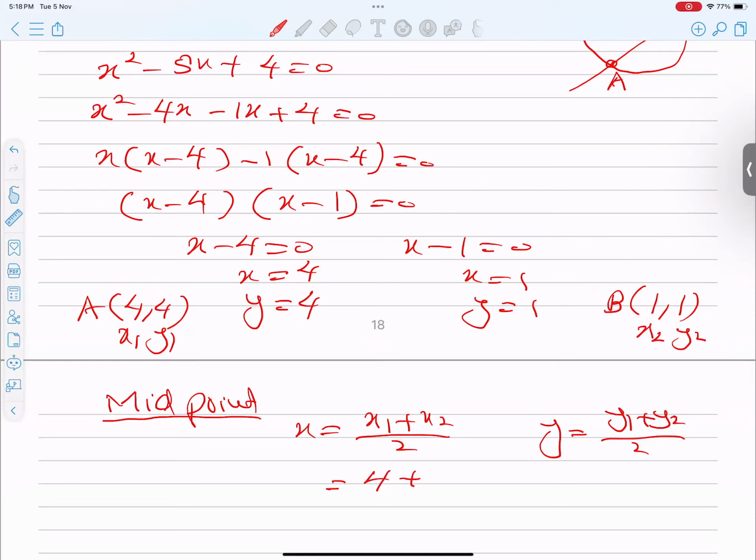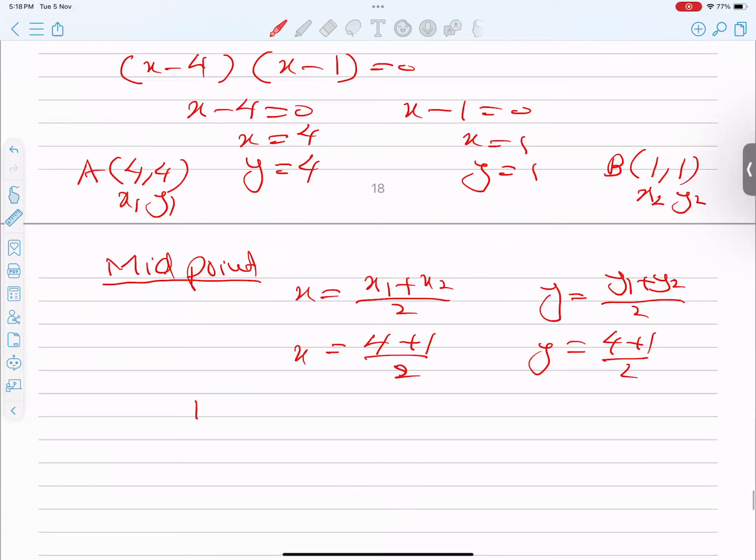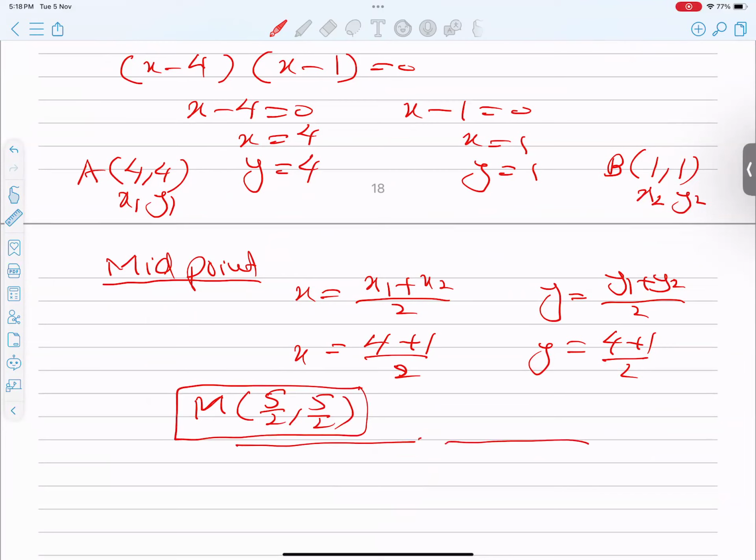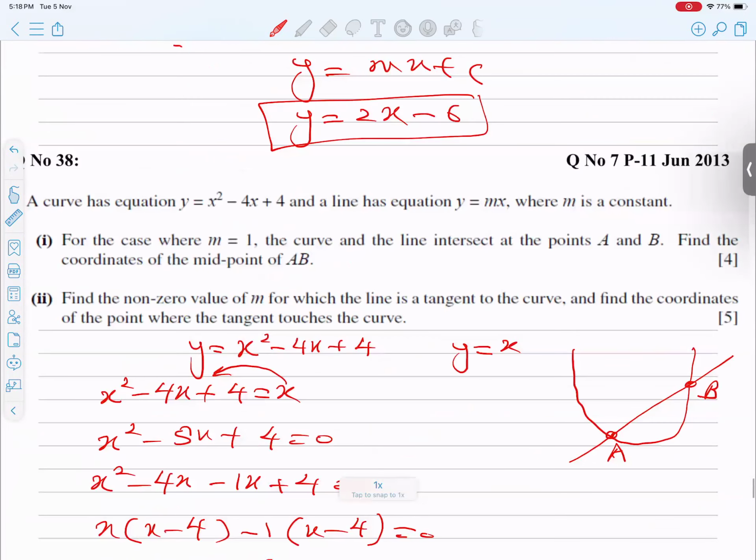So 4 plus 1 by 2, 4 plus 1 by 2. And I'm getting the midpoint. M stands for midpoint, 5 by 2 and 5 by 2. Alhamdulillah Rabbil Alameen. So this first part is completely over. Then he is asking the second part. Part number 1 is done.